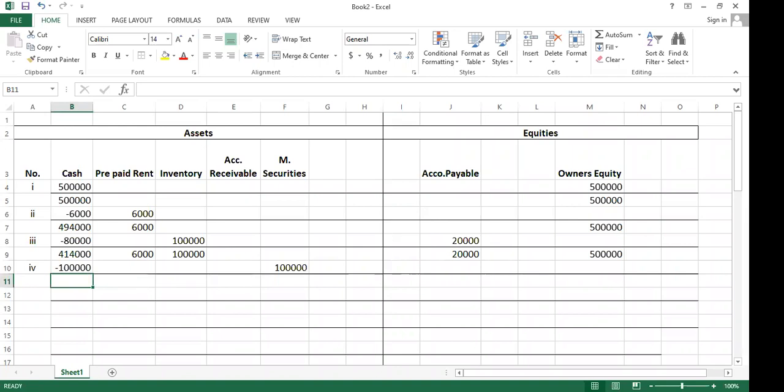Balance is cash 314,000, prepaid rent 6,000, inventory 100,000, and marketable securities 100,000, and accounts payable 20,000, not changed. Owner's equity is 500,000, not changed.